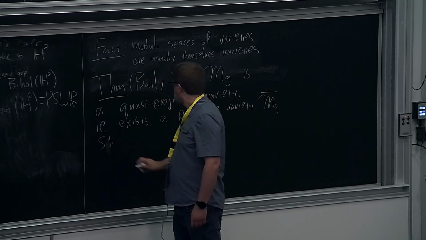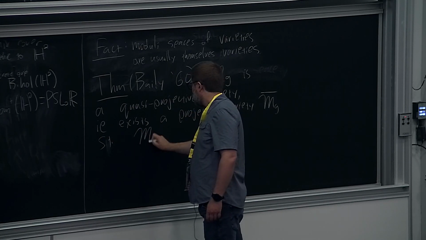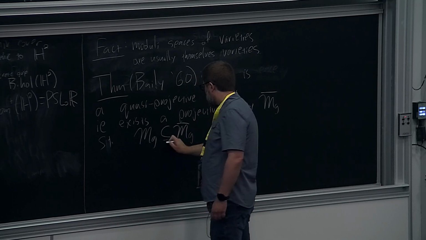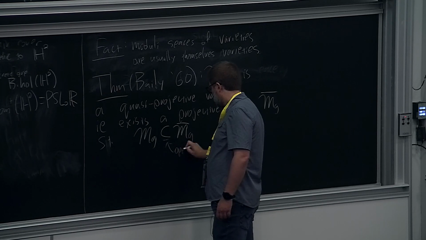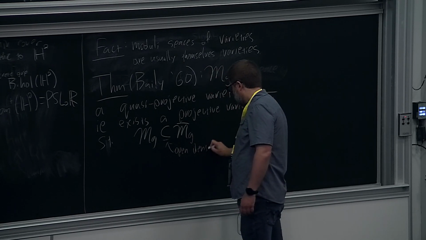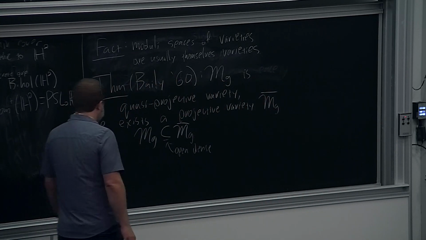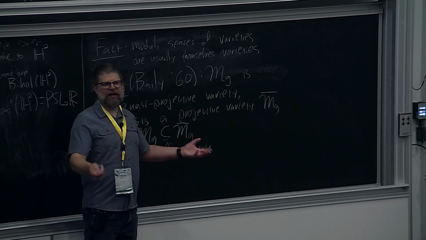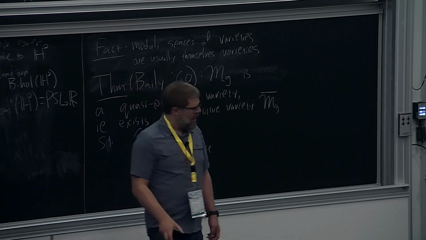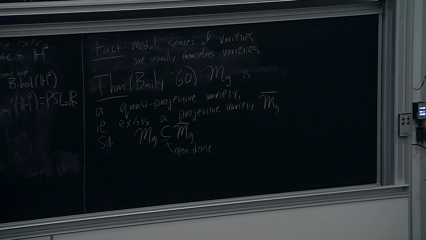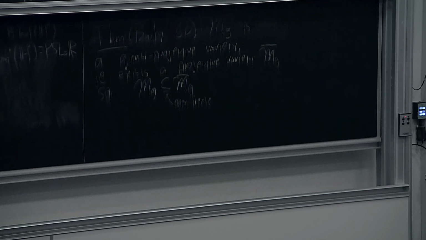such that M_g is an open subset in the Zariski topology. So we're saying that M_g is not compact, but it has this sort of compact closure. And what I claim is that this right here implies all these finiteness properties. Okay, and so what do I mean by that?